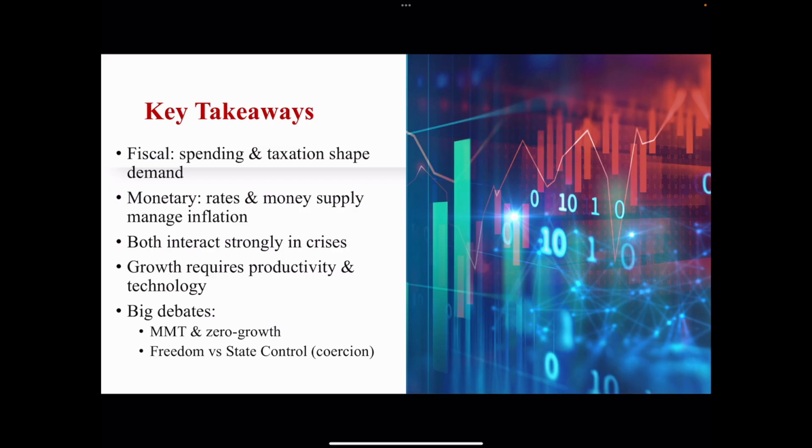So what are the key takeaways of this chapter? Well, fiscal spending and taxation shape demand. On the monetary side, rates and money supply are used to manage inflation, and both of these interact strongly in crises. Growth requires productivity and technology, and the big debates are about modern money theory, although I think that debate has kind of died down, and zero growth, and then freedom versus state control or coercion, as we saw in the previous chapter.